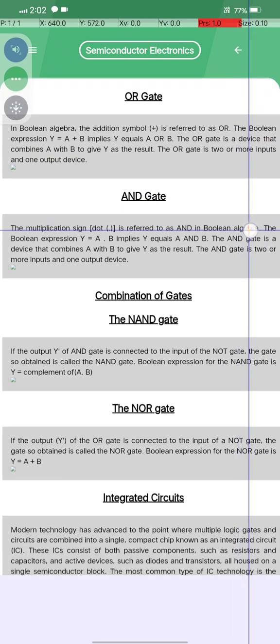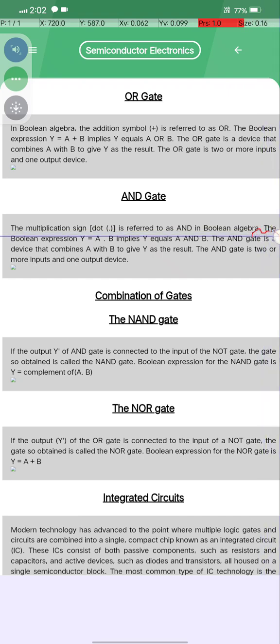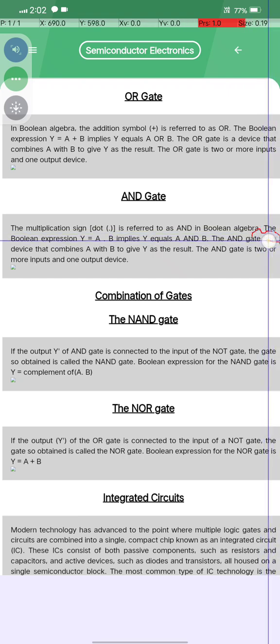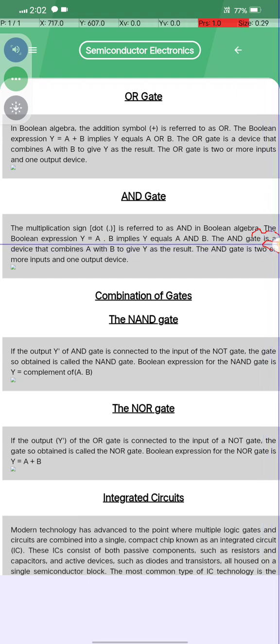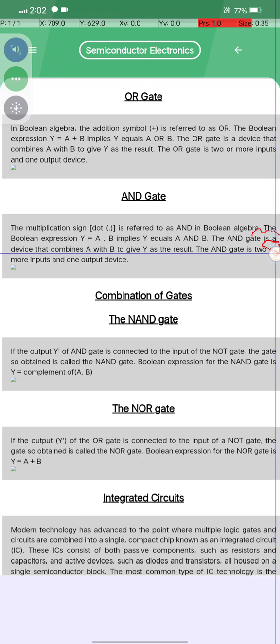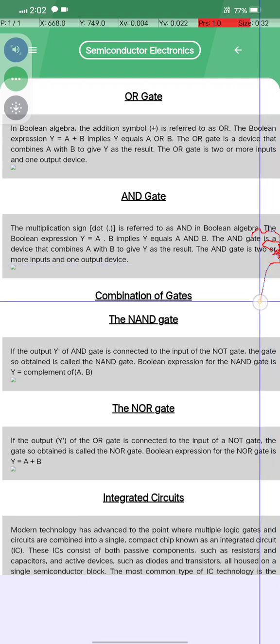AND gate. The multiplication sign, the dot, is used in Boolean algebra, and the Boolean expression is y equals a dot b, which implies y equals a AND b. The AND gate is a device that combines a and b to give the result y. An AND gate has two or more inputs and one output.